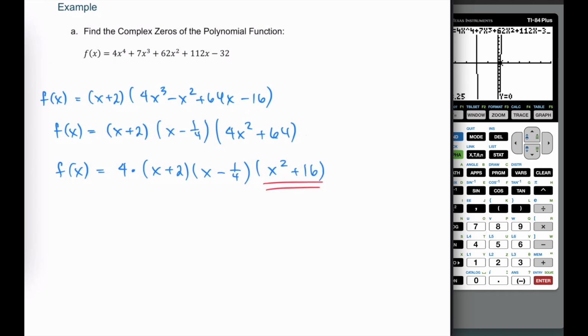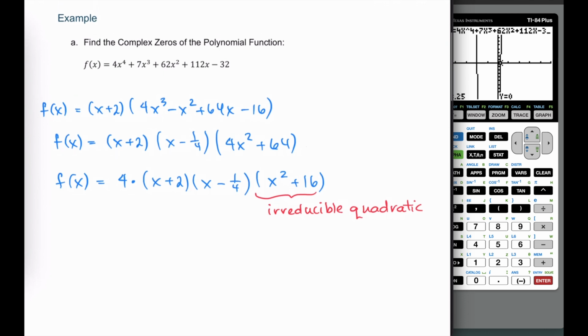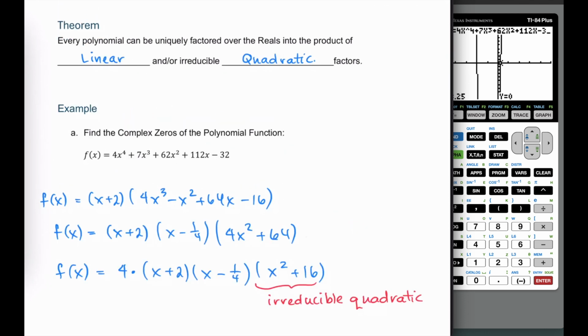Now, x squared plus 16 does not factor using the AC method, and it's not a special case. As a matter of fact, this is what we call an irreducible quadratic. And here's where we want to return to that theorem at the beginning of this video, which says that every polynomial can be uniquely factored over the reals, meaning that we're required to have real coefficients. Then we can factor a polynomial into the product of linear and irreducible quadratic factors.